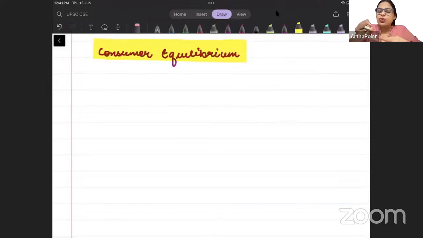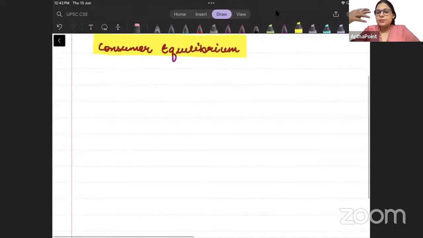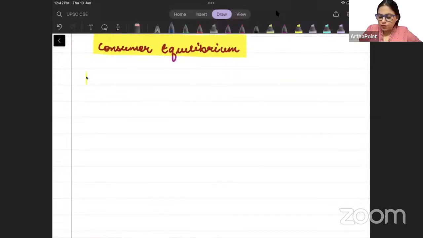Like, how do you solve for consumer equilibrium if you have, for example, perfect complements, if you have substitutes, and if you have a concave function. So the aim of the lecture is to take you through different types of consumer equilibrium today. First of all, we will do it for well-defined preferences.